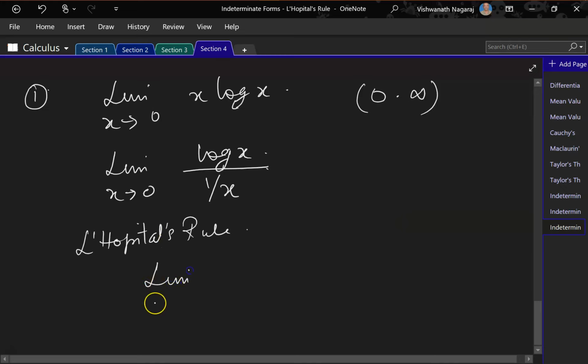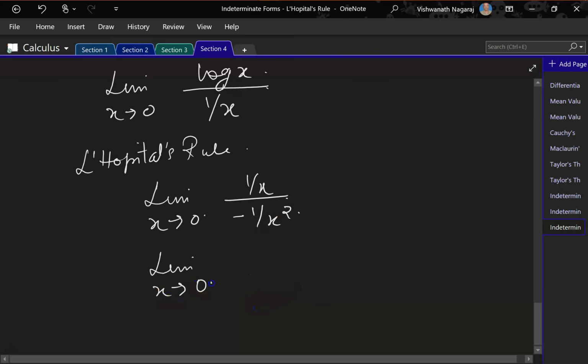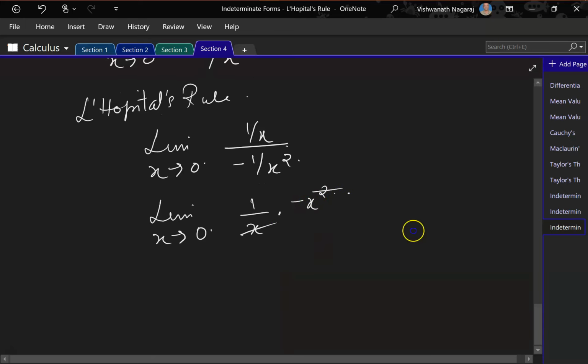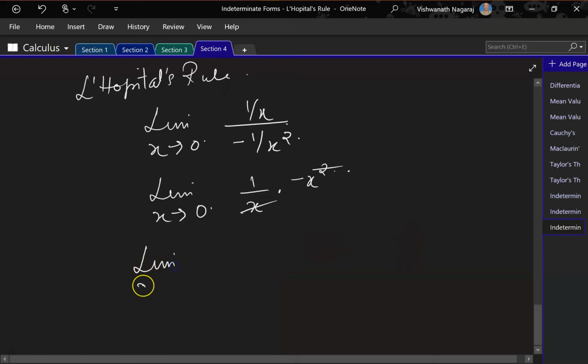Now let's do L'Hopital's rule. So limit as x approaches 0 of derivative of log x, that is 1 by x, over derivative of 1 by x, which is minus 1 by x square. Now let's again bring it back to multiplication. So this becomes minus x square. Here x and one of the x's get cancelled, and the limit as x approaches 0 becomes minus x, and this is equal to 0.